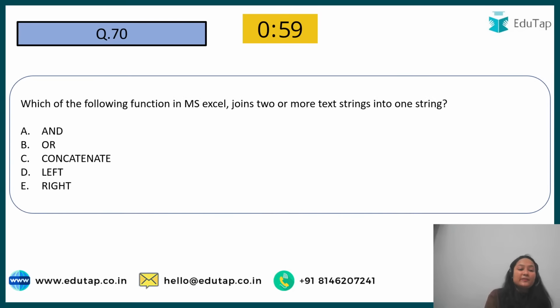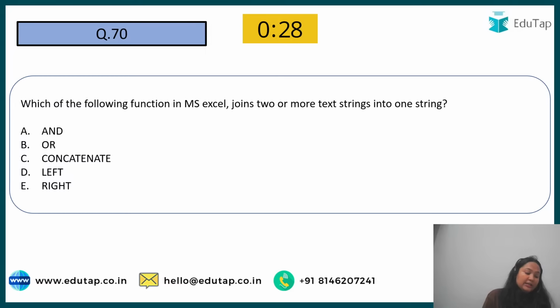Okay, next question, which of the following functions in MS Excel joins two or more text strings into one string? There are two text strings, which function in MS Excel joins those two strings? And, or, concat, left or right? So you will have to give me the correct answer. The correct answer of question number 70 will be what?